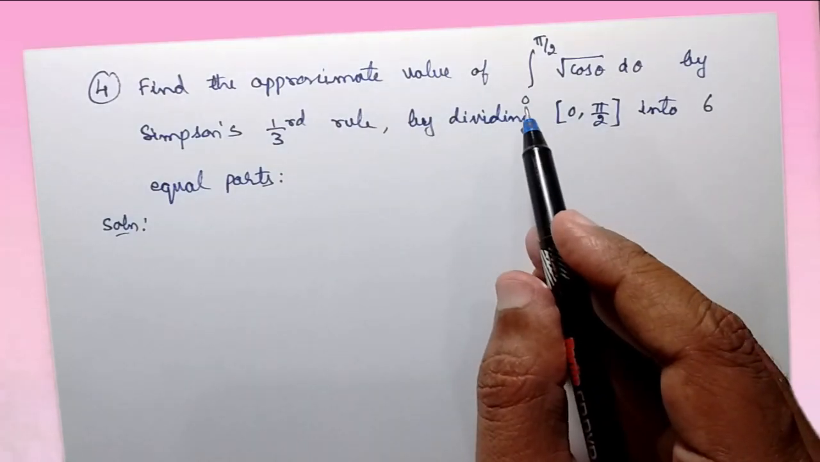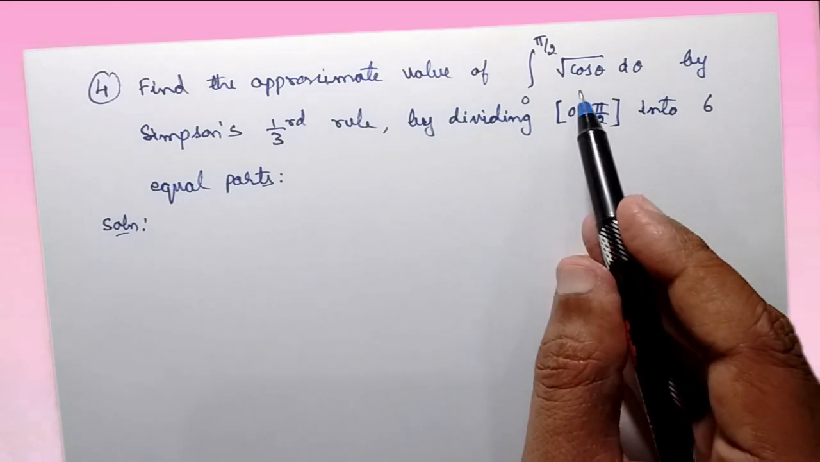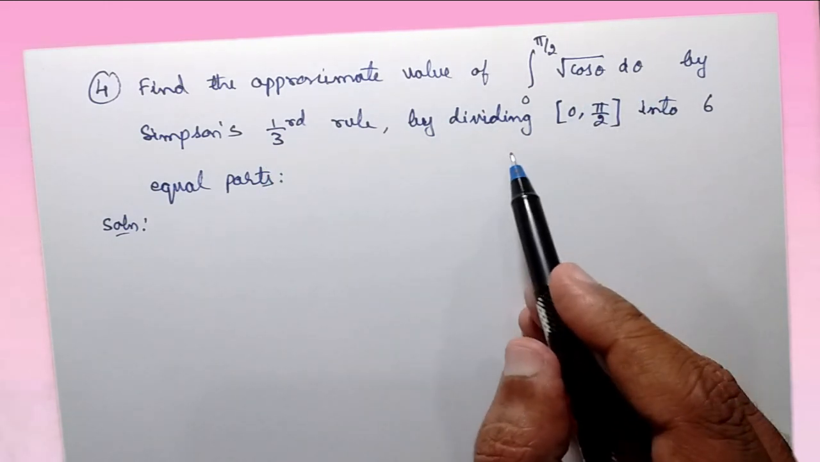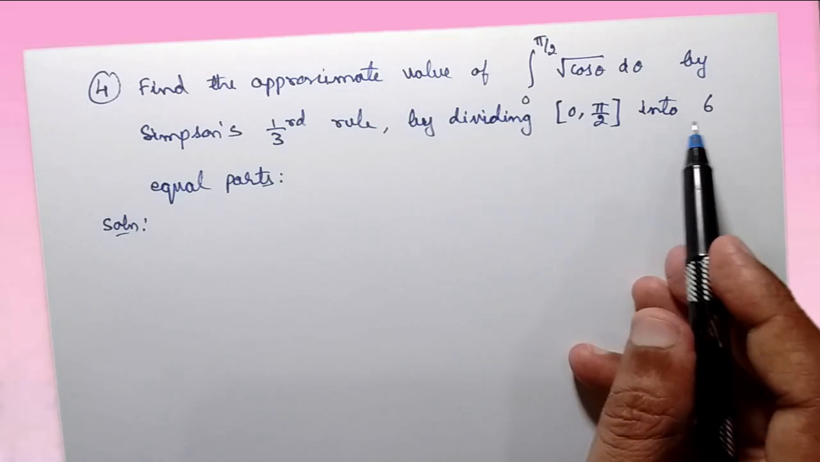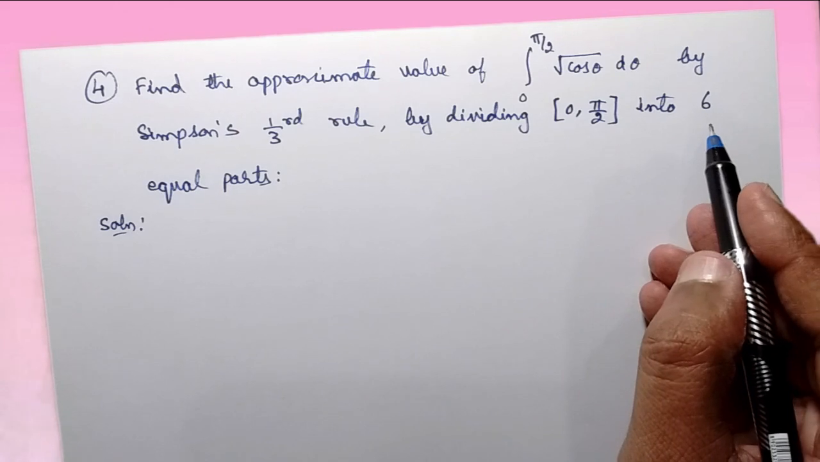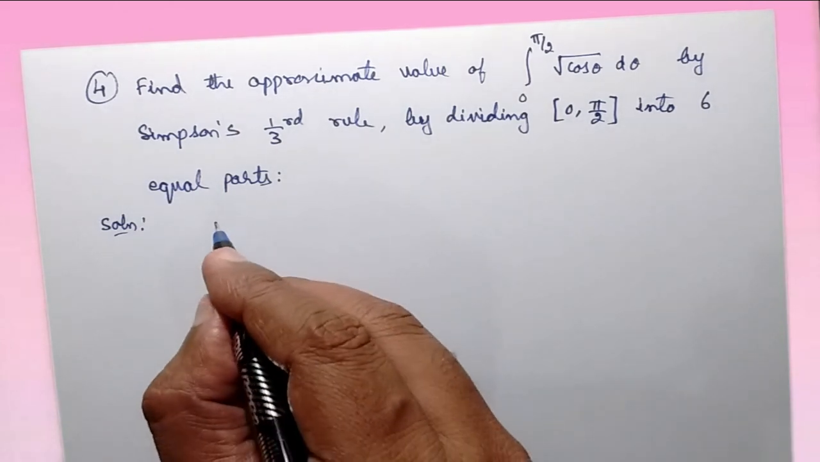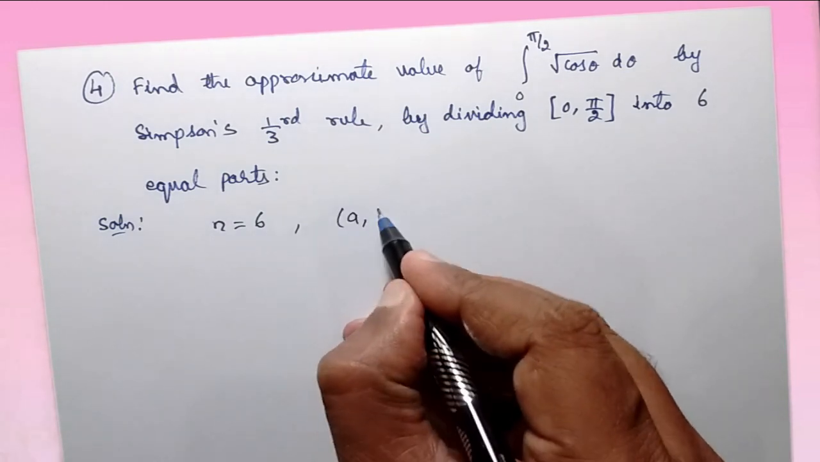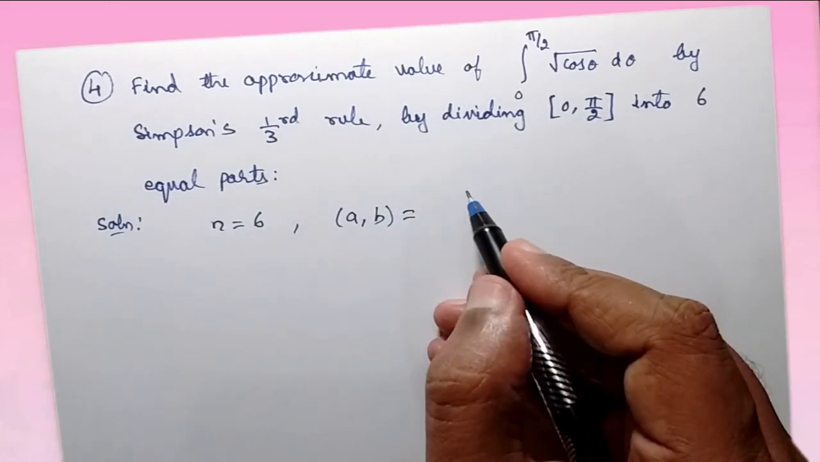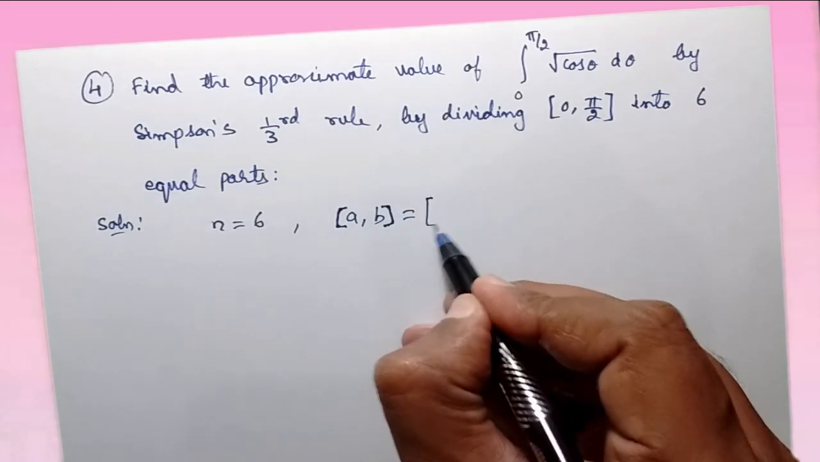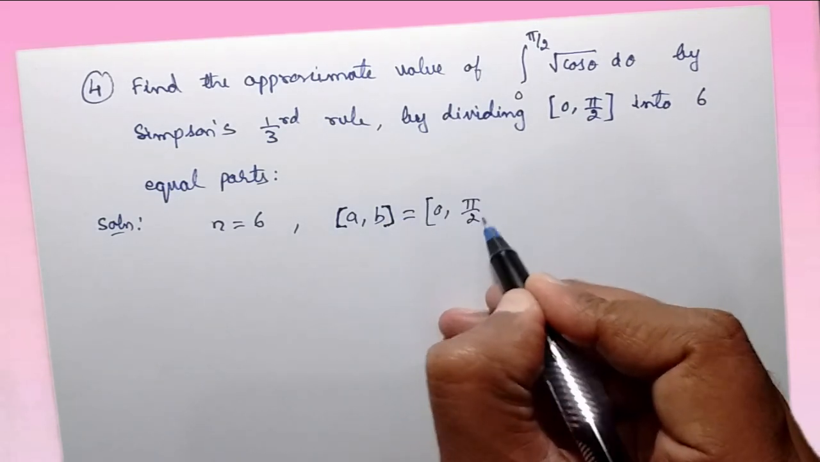Find the approximate value of the integral from 0 to pi by 2 of square root of cos theta d theta by Simpson's 1/3 rule, by dividing 0 comma pi by 2 into 6 equal parts. Since we need to divide into 6 equal parts, the value of n is 6, and the interval a comma b is 0 comma pi by 2.